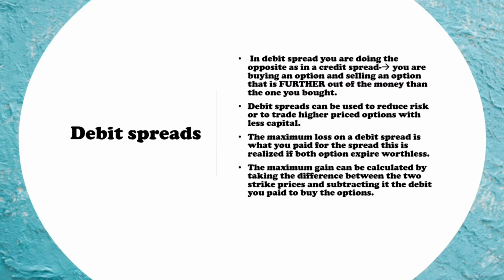In a debit spread, you are doing the opposite as in a credit spread. You are buying an option and selling an option that is further out of the money than the one you bought. And that's the main difference between the debit and credit spreads: how far away is the option that you sold compared to the one that you bought. Debit spreads are used to reduce risk or to trade higher priced options with less capital. The maximum loss on a debit spread is what you paid for the spread, and that happens if at the end of expiration both options expire worthless.